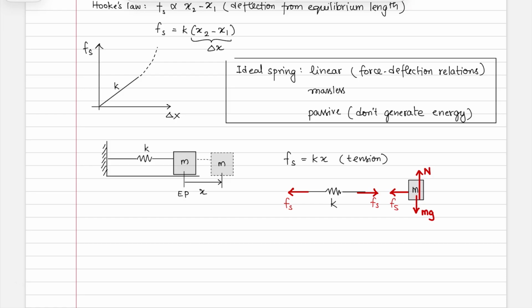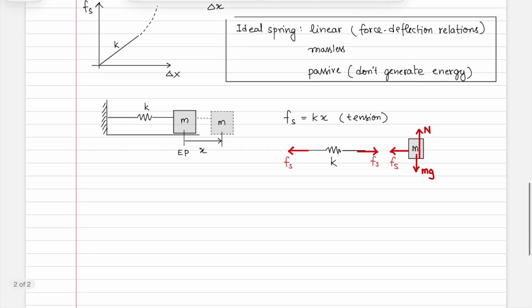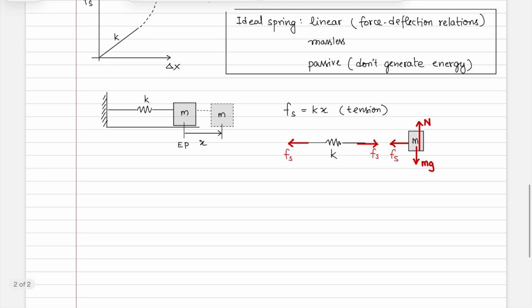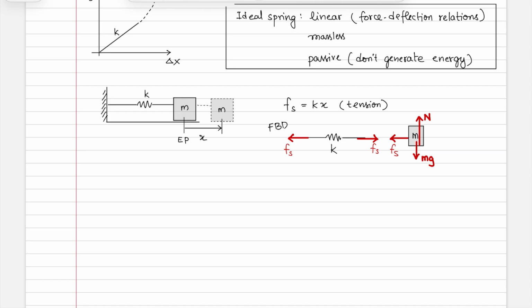Any other forces? In general, unless I provide the specific details, you can assume that there are no friction components and there are no aerodynamic effects to consider. Okay, so just a general statement. Unless provided, ignore them. So this here is the free body diagram for the system.